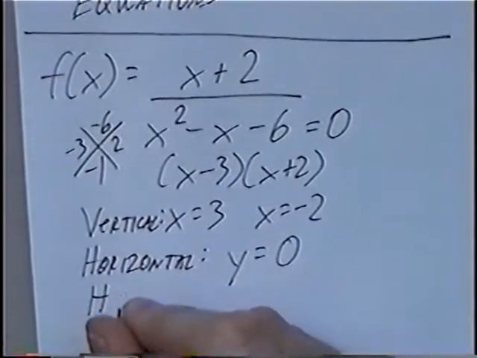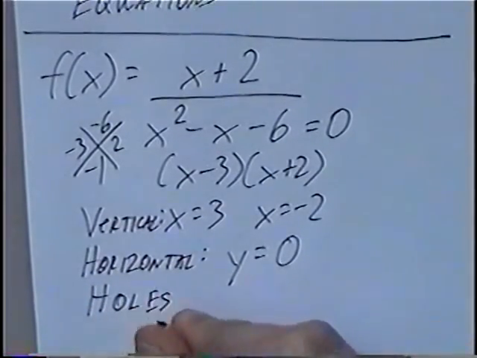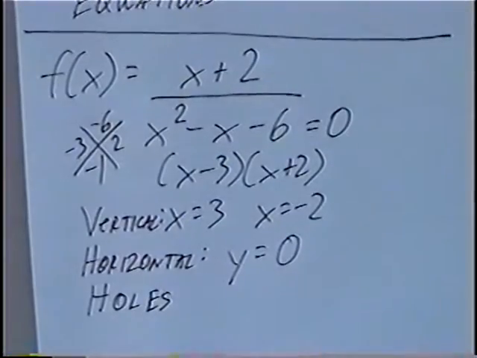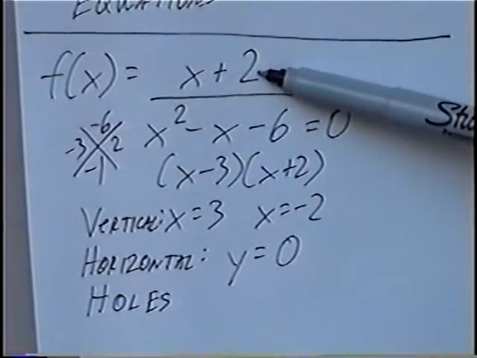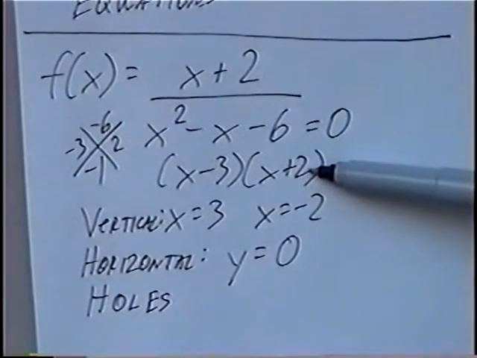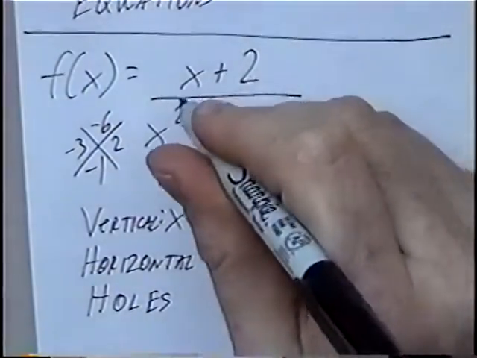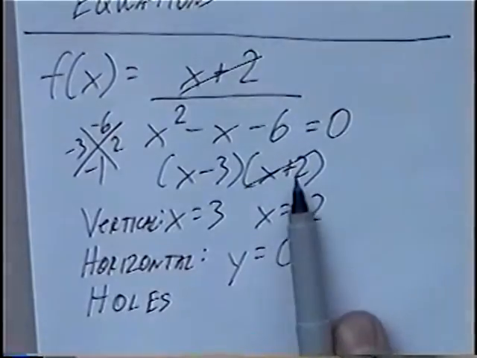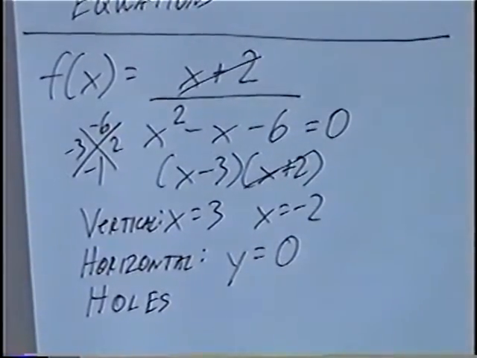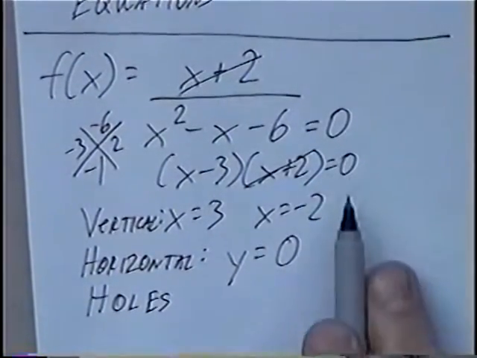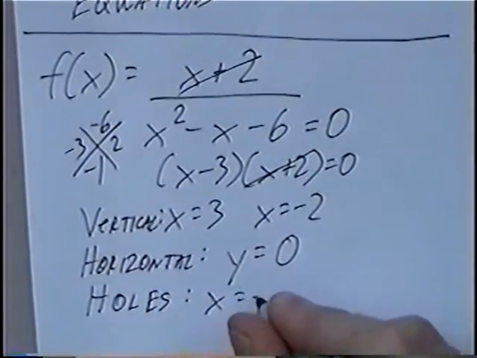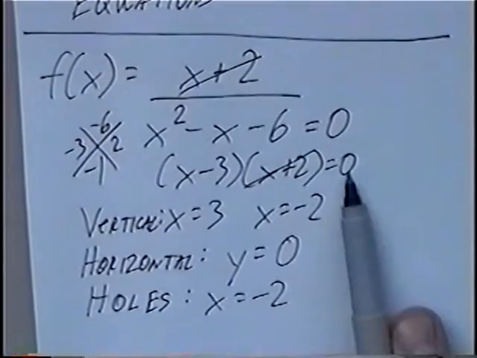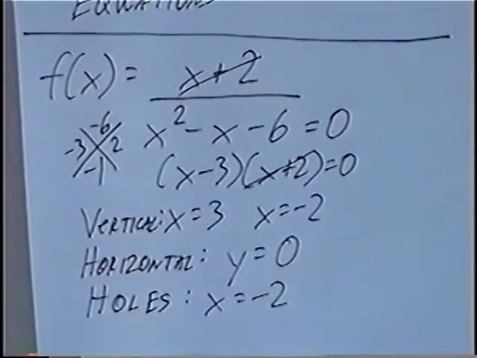And the last part before a graph is to find the holes. Holes again are where a factor cancels. In the numerator, we have a factor of x plus 2, and the denominator, we have a factor of x plus 2 also. So if we cancel these out, x plus 2 divided by x plus 2, we'd set this factor equal to 0. So our hole would be at x equals negative 2, the answer to x plus 2 equals 0.